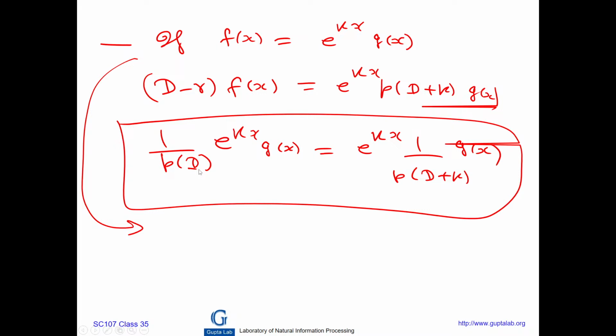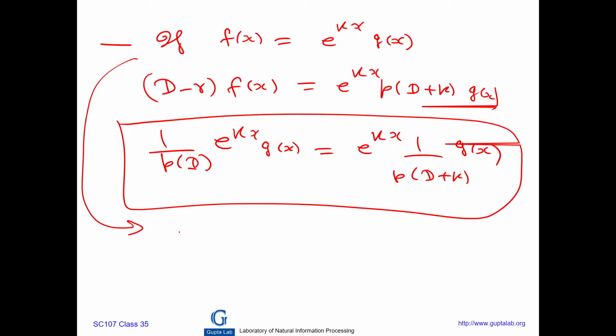Okay, whenever the function f of x is some exponential times another function, we take e raised to power kx before the operator, and so the operator which was operating with respect to D will become p of D plus k. So it's known as shift rule. So why does it happen? Let us see.